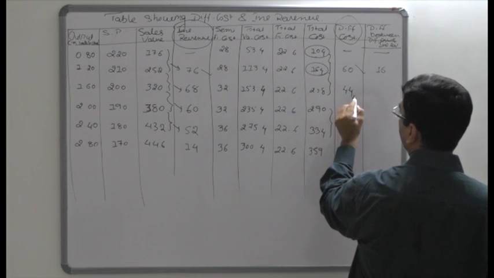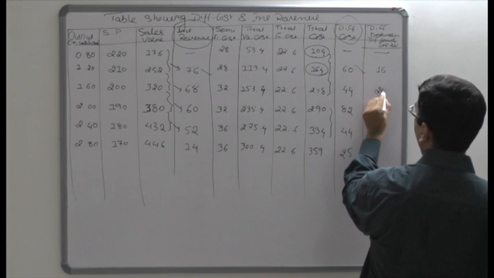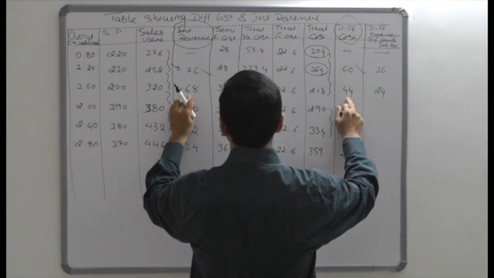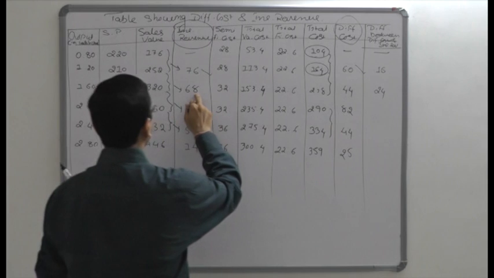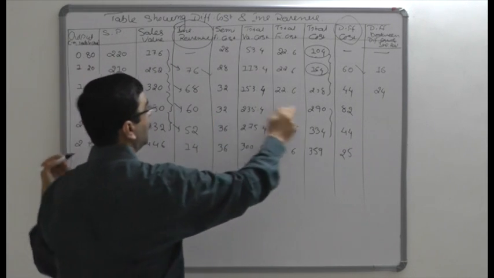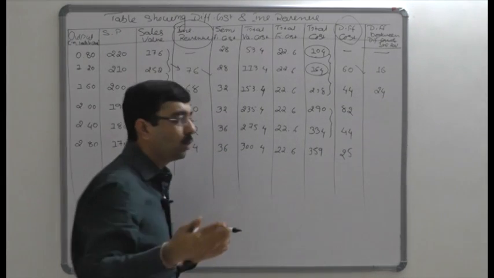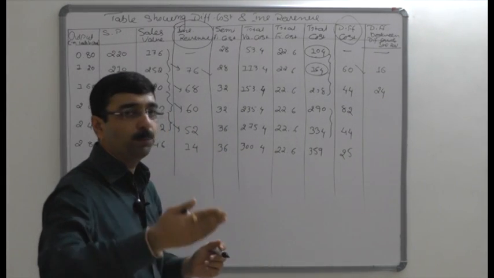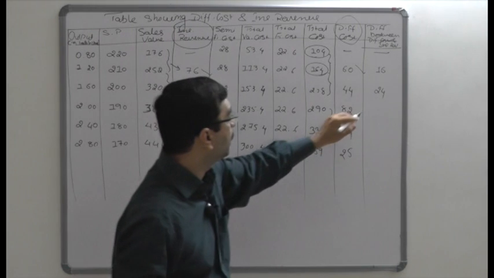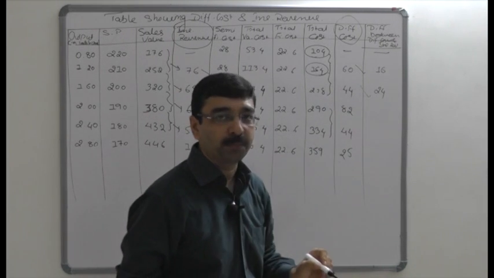So how much would it change? It comes to around 24: 68 minus 44. This was the revenue when they increased the production, and this was the differential cost. So the difference between these two is 24. It shows that if you change from 1.20 to 1.60, you will earn 24 more profit.